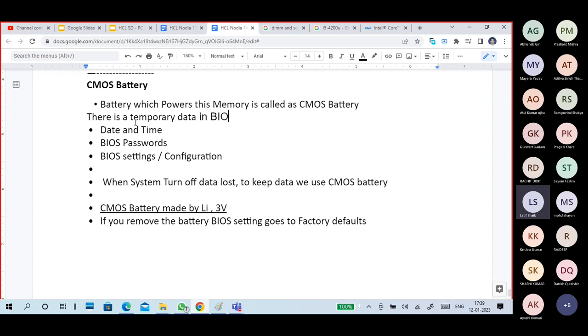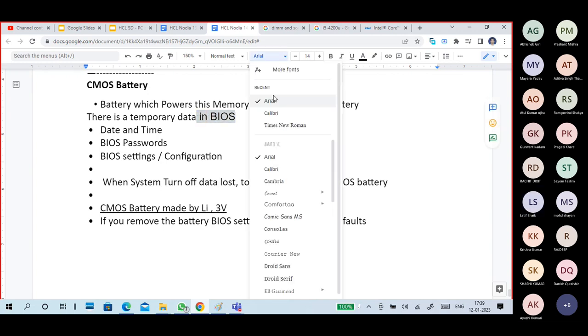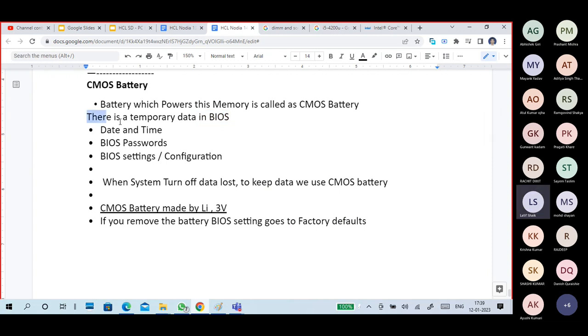In the BIOS chip, there is temporary data. What is it? Date and time, BIOS passwords, BIOS settings and configuration. These are the temporary things. When the system is off, this data is lost. To keep the data and to run the date and time, we need power.